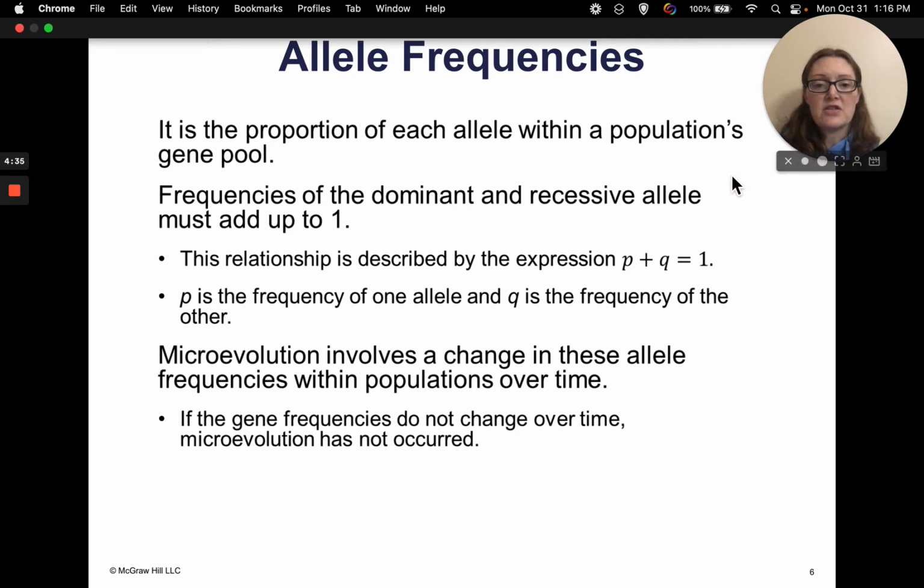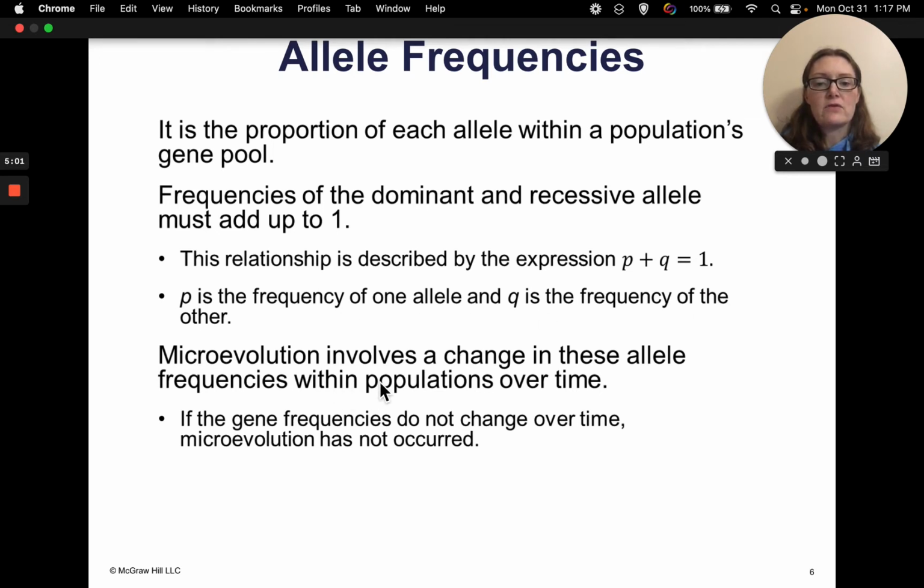And this relationship is described by p + q = 1. p is the frequency of one allele and q is the frequency of the other allele. Think of 1 as 100%. So 50 plus 50 equals 100%, or 20 plus 80 equals 100%. That might be another way that you can think of it.